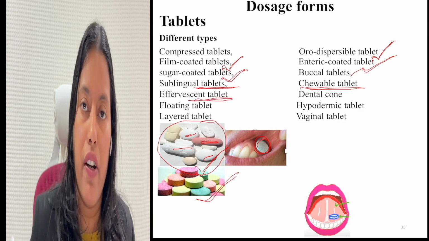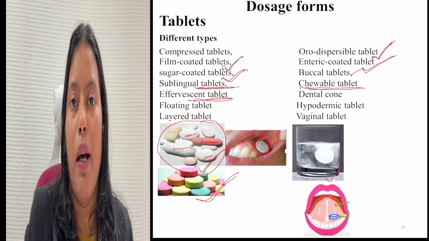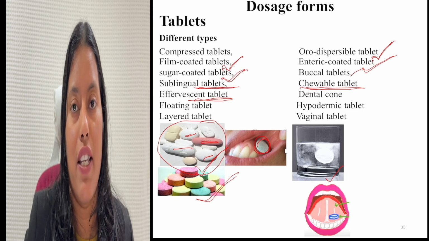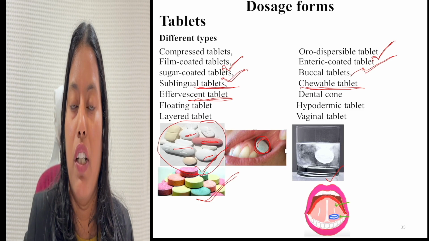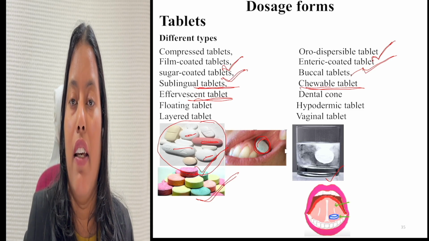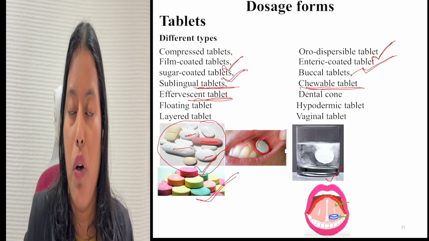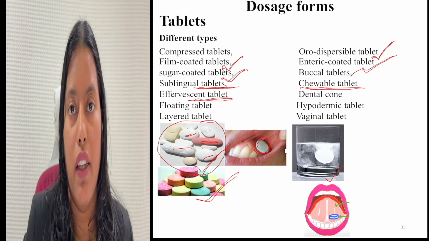Next you have is the effervescent tablets. So effervescent tablets are made up of a mixture of acids and carbonates. When you add them into water, they dissolve and give out the gas carbon dioxide, and then you have to take the formulation.